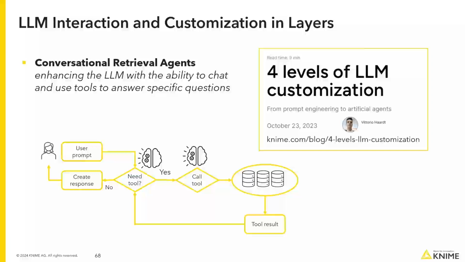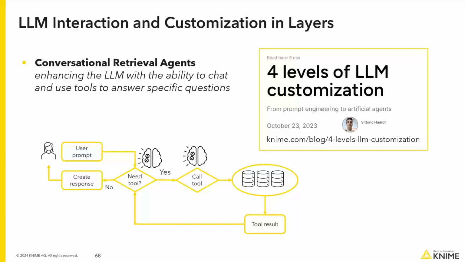And the last level of interaction would be that of conversational retrieval agents. We are not going to have a look at this in practice today, but I still wanted to mention it. These conversational retrieval agents act as smarter, more advanced entities that can enhance the capabilities of LLMs even further by having the option to choose which tool, if at all, is needed to provide answers to the user in a custom way. So in a way, they are even smarter, right?